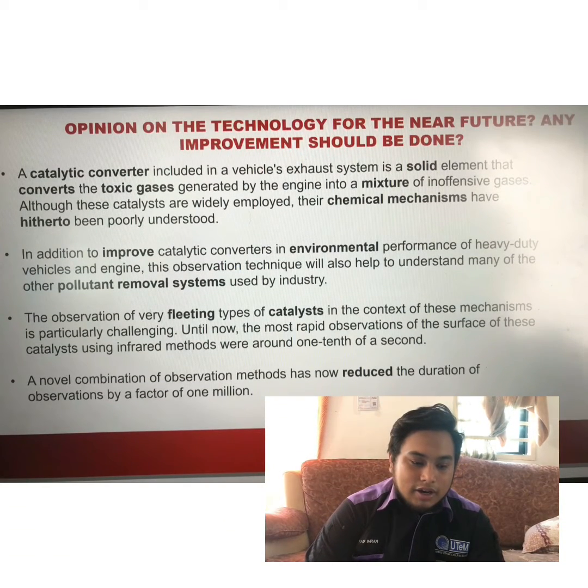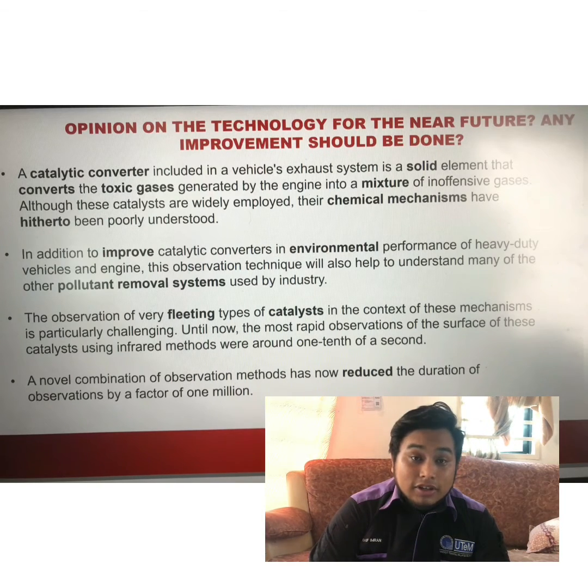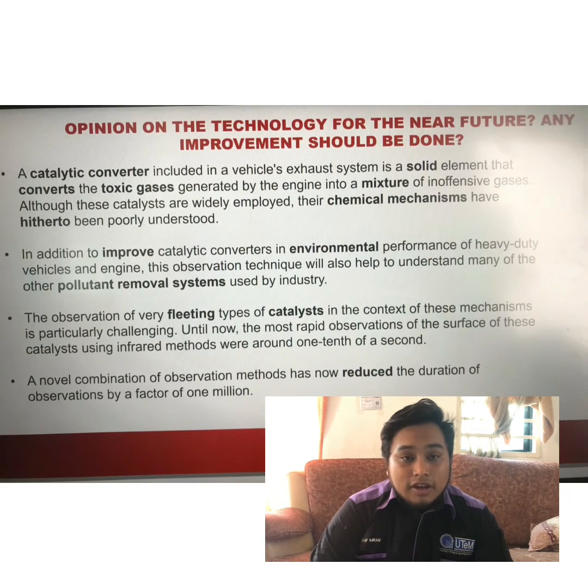I would like to present the opinion on the technology for the near future, and any improvement that should be done. A catalytic converter included in vehicle exhaust is a solid element that converts the toxic gas generated by the engine into a mixture of inoffensive gases. So it's not good for our environment in the near future.